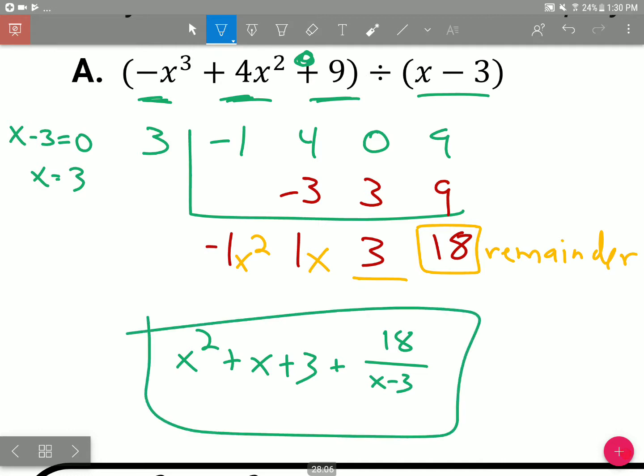Okay? That's the whole pattern. So you've got to set it up. Don't forget your zeros. And then the pattern is drop the first one, multiply, add, multiply, add, multiply, add, multiply, add. Keep doing that until you are done. Cool? Let's do another one.